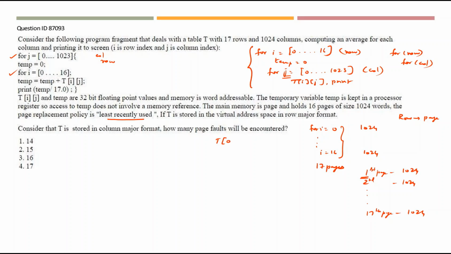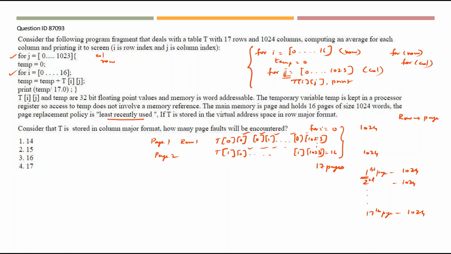T of 0, 0, 0, 1, and then this is 1, 0, 1, 23. So in this way, this is row 1. In other way, I can say this is page 1. So keeping page 1 in memory, I can access 1024 elements. Keeping page 2 in memory, I can access 1024 elements.